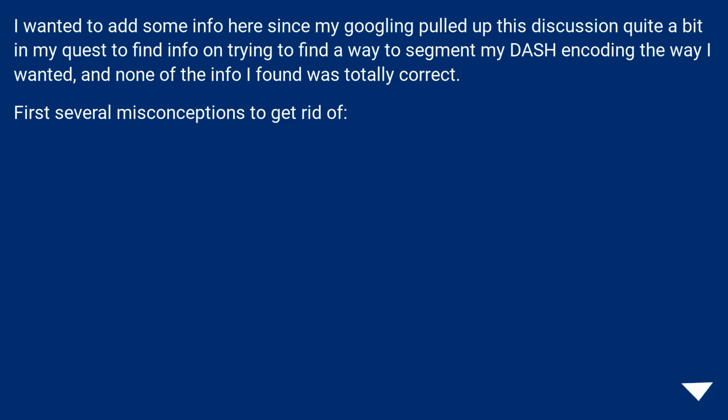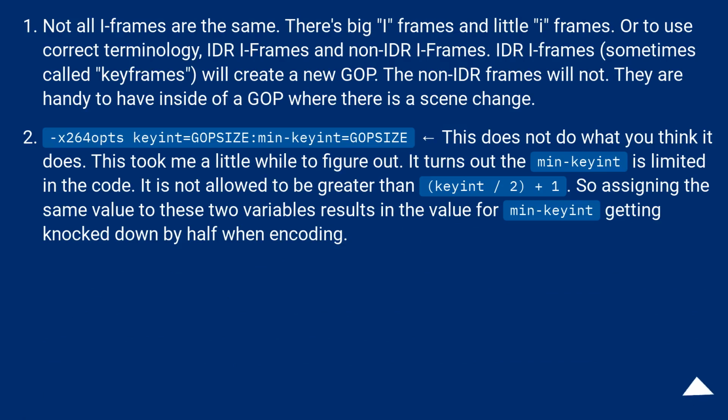I wanted to add some info here since my Googling pulled up this discussion quite a bit in my quest to find a way to segment my DASH encoding the way I want it, and none of the info I found was totally correct. First, several misconceptions to get rid of. Not all I-frames are the same. There's big I-frames and little I-frames. Or to use correct terminology, IDR I-frames and non-IDR I-frames. IDR I-frames, sometimes called keyframes, will create a new GOP. The non-IDR frames will not. They are handy to have inside of a GOP where there is a scene change.